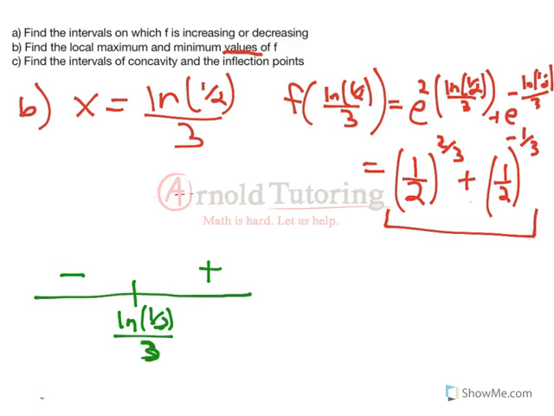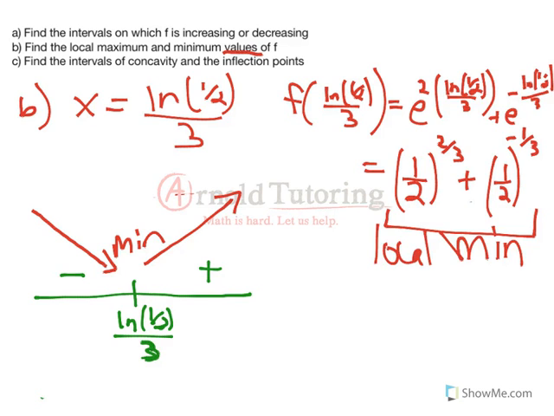Well, we go back to our first derivative test. We said that it's negative to the left, so that means our function's decreasing. Positive to the right, that means our function's increasing. So down to up, that must be a minimum. So this is the local minimum value.